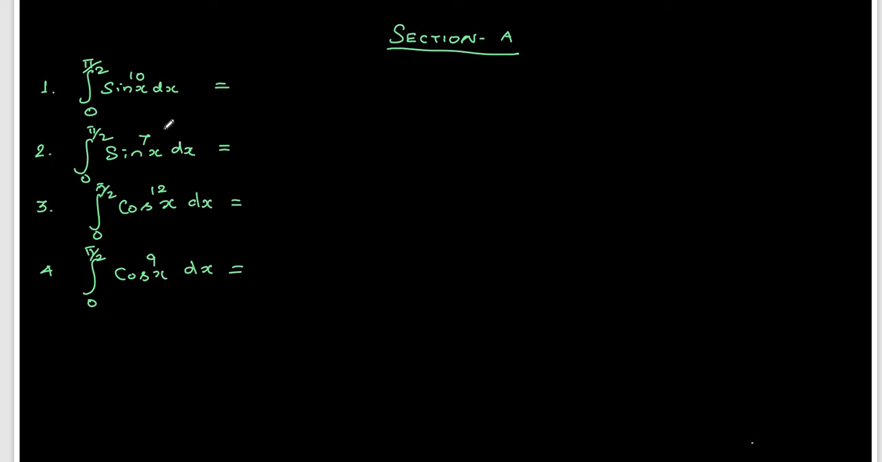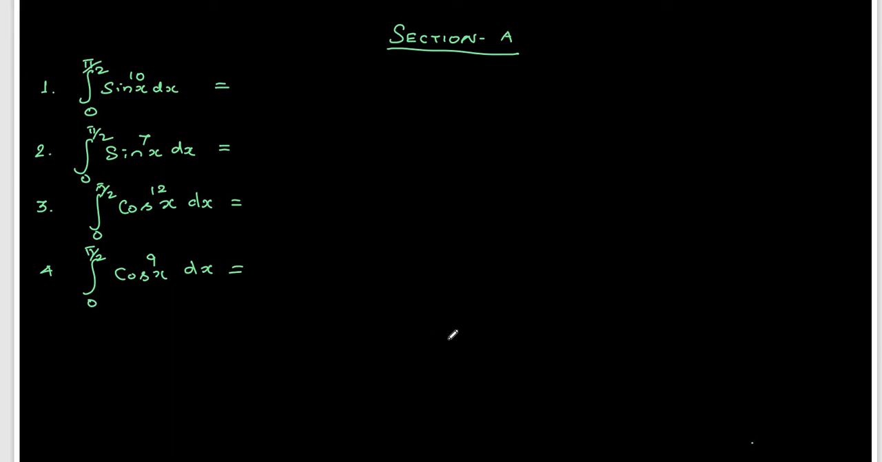So in this video we will just see how to evaluate the integral from 0 to pi by 2 of sin x power n dx, and the integral from 0 to pi by 2 of cos x power n dx, when n is even and when n is odd, in both the cases. It is very simple and easily 2 marks can be scored with this. It comes under the reduction formula.